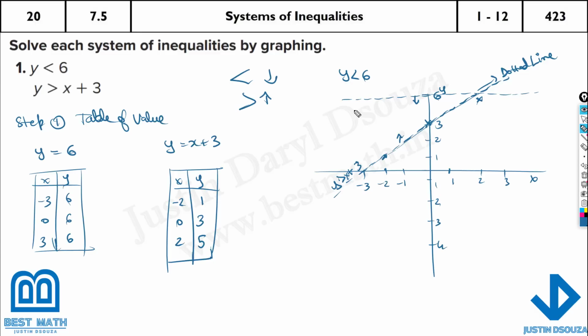So all I need to do is shade this region, whichever is the solution region, because that is, see, all the points which is below this line and more than this line. So that is the solution region. You don't need to shade so much. You can just put some lines or tell this is the solution region or something like that. So this is how we graph systems of inequalities.